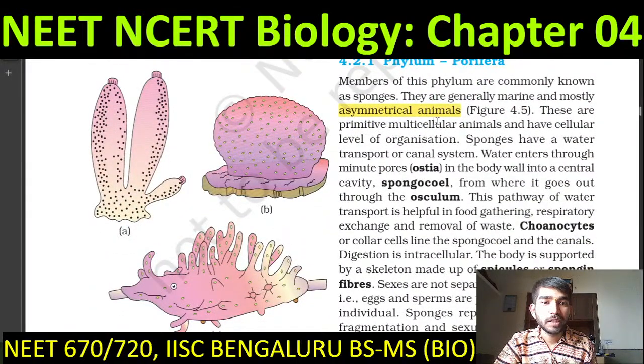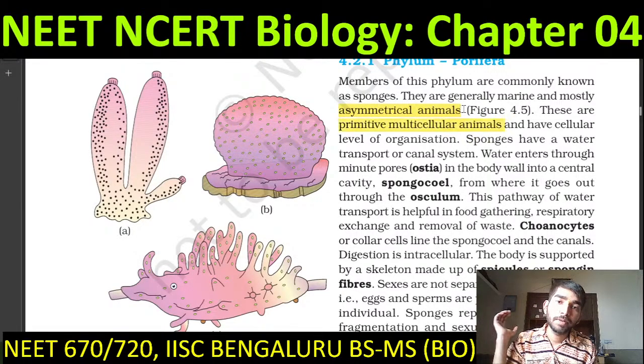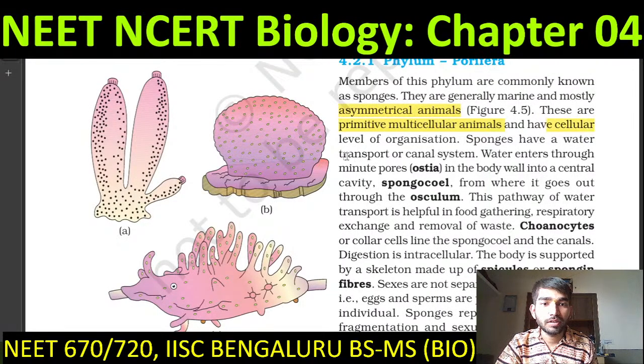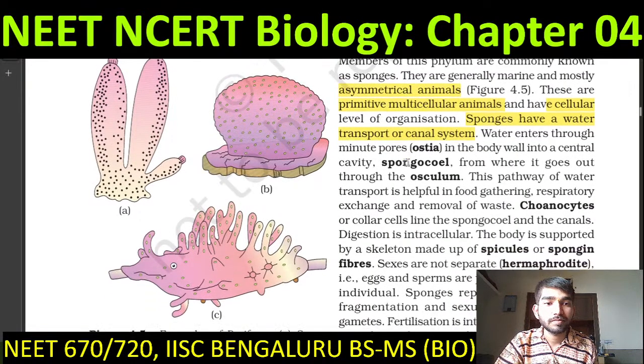These are primitive multicellular animals. Again, as I'm repeating multiple times, these are very primitive, have a very old origin, and have a cellular level of organization. Sponges have a water transport or canal system. This is important. This can be asked: which of these phyla has a water transport or canal system? So the sponges have a water transport or canal system.